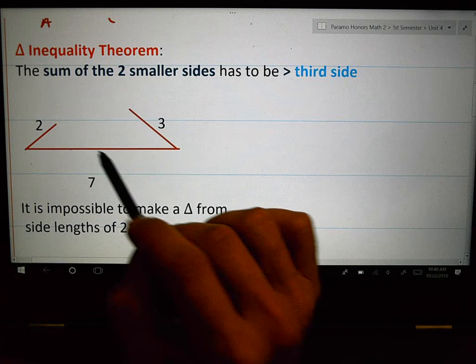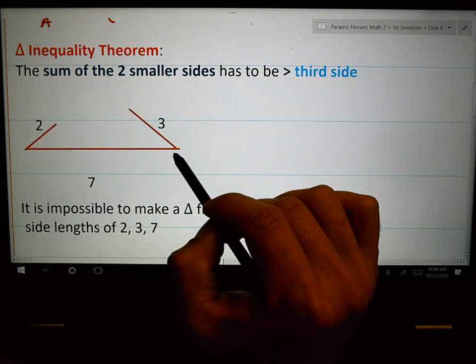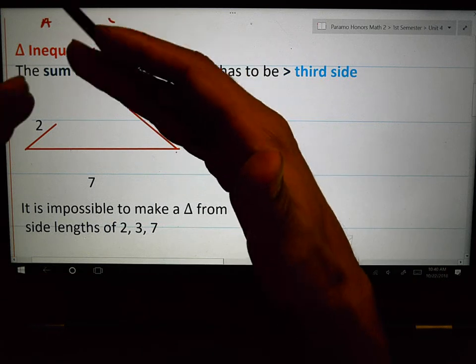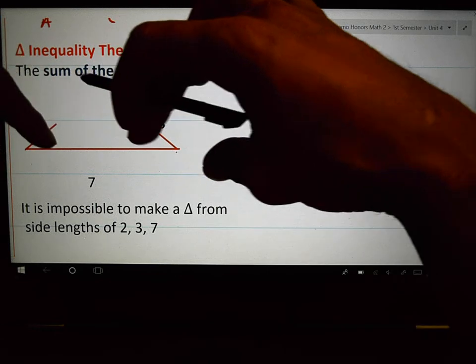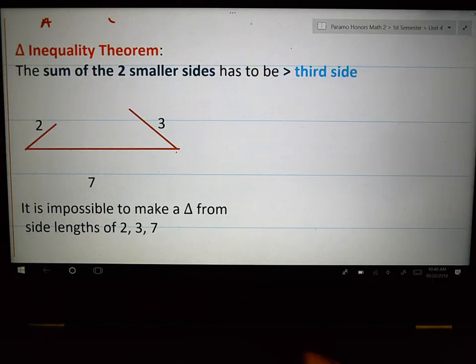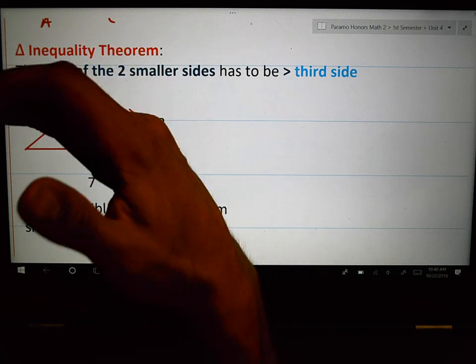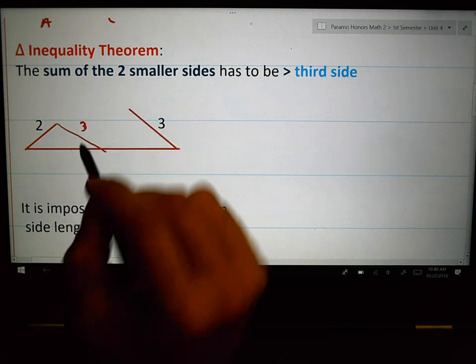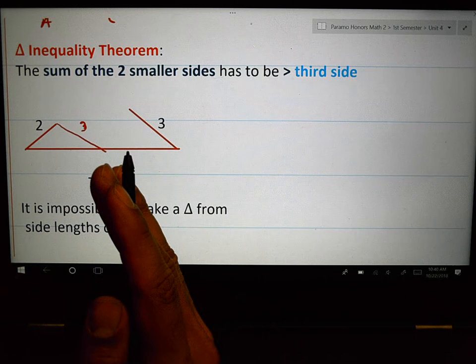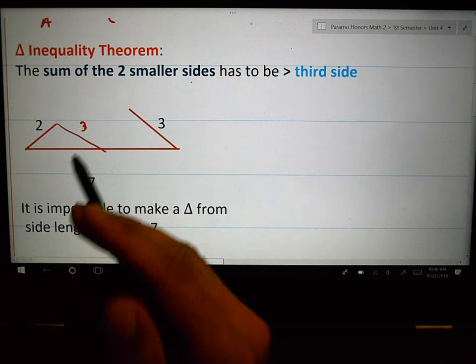And I'll tell you why. If I put the 2 right here on the edge of 7 and the 3 right here on the edge of 7, and you think about bringing those closer and closer, trying to get them to touch, the 2 is not long enough, nor is the 3 long enough for them to meet. The only way to get a triangle out of this is to slide the 3 over, and then you would have something that is no longer 7 units.